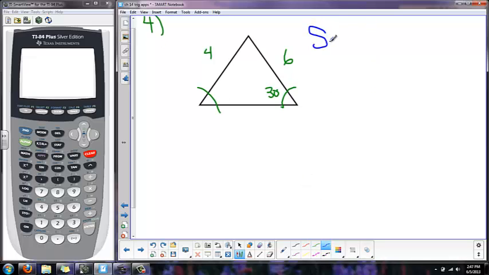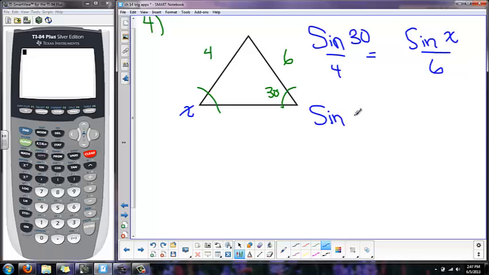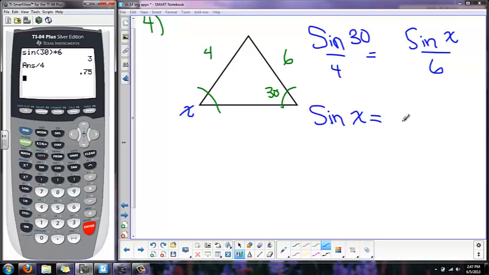So sine of 30 over 4 is equal to, let's just call this x, sine of x over 6. So the sine of x is equal to sine of 30 times 6. Sine of 30 is a half, so this is going to turn out to be 3. And then I'm going to divide that by 4. So sine of x is equal to 0.75. I don't care what sine of x is. I want to know what the angle x is.